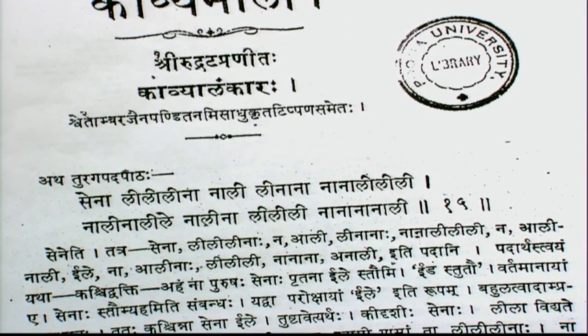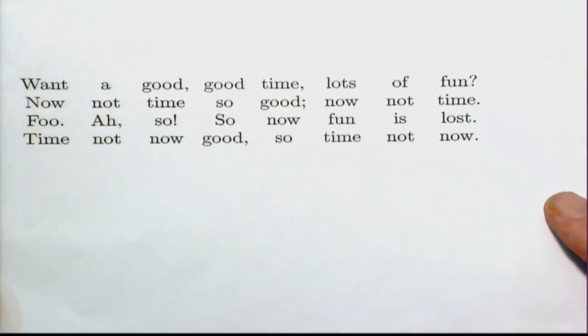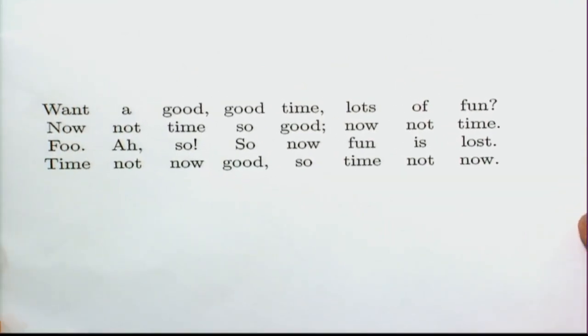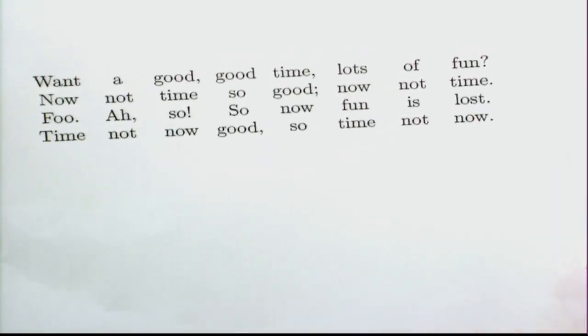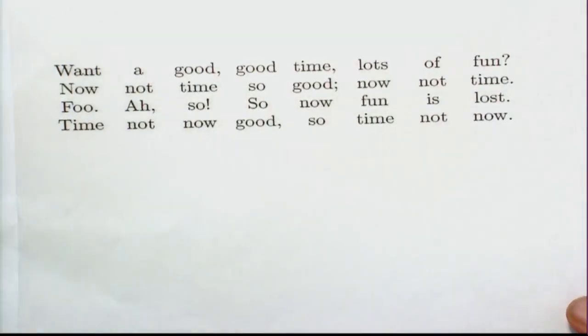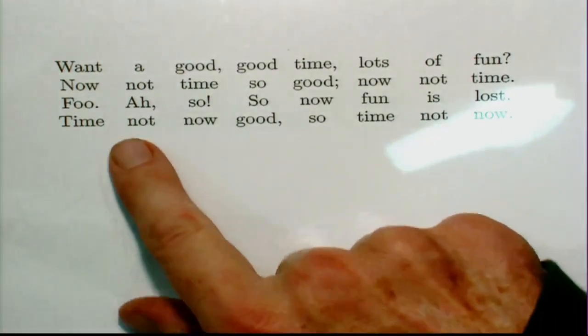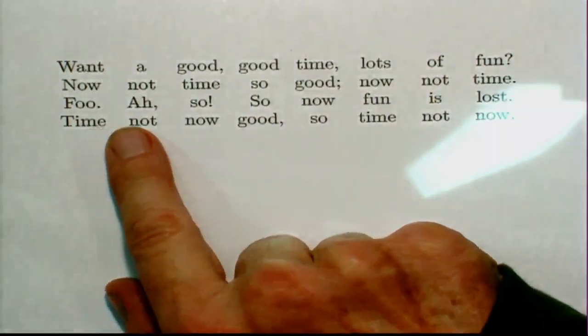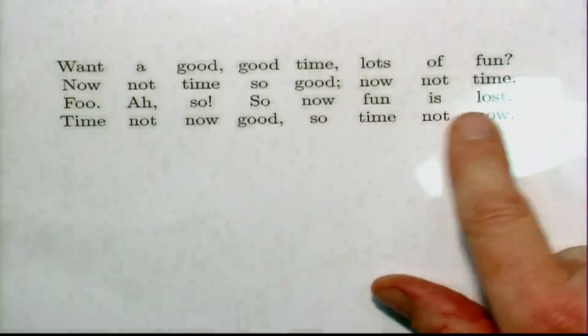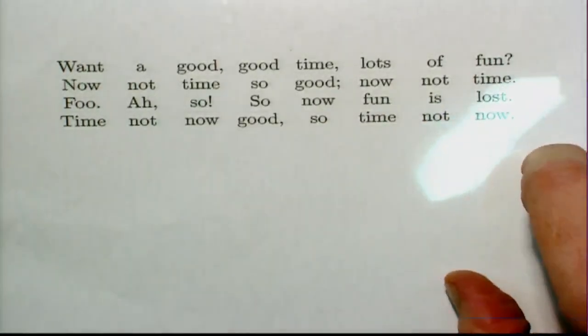Since not too many of us read Sanskrit, I'm going to show you in English what Rudrata's idea was. So let me show you a poem that I came up with that is a knight's tour. Okay, so here: I want a good time, lots of fun. No, not time so good. Now, not time. Foo. So now fun is lost. Time not good now, so time not now.